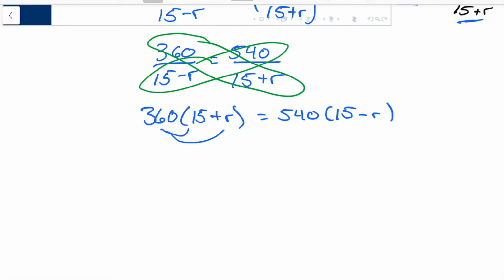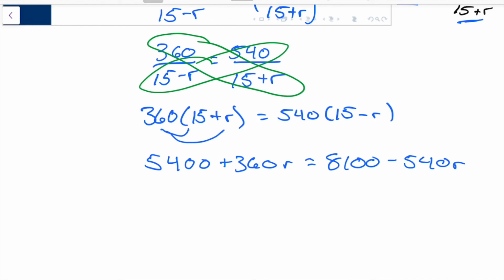Now we want to distribute this 360. If we do that arithmetic, we'll get 5,400 plus 360r is equal to 8,100 minus 540r. Right? And now we have just a regular kind of linear equation. These numbers might be a little bit bigger, but we still keep the same idea. We're going to add 540r to both sides.